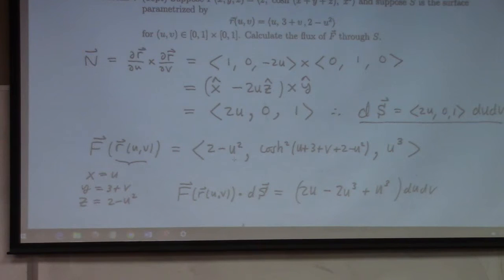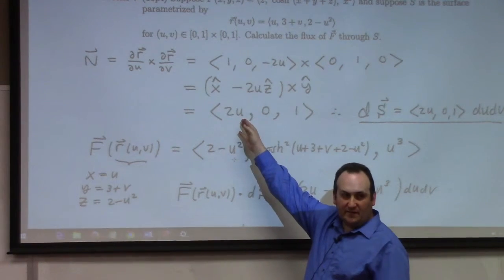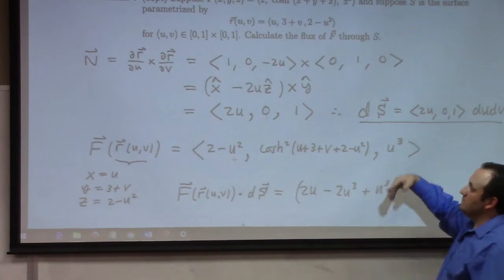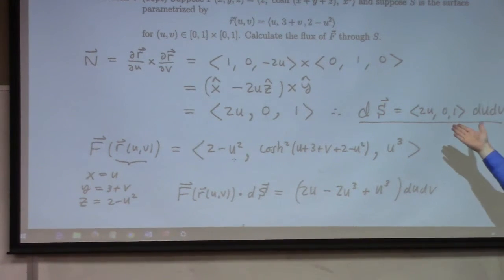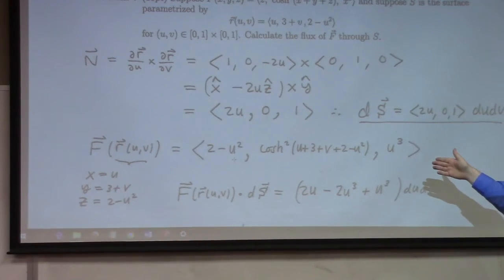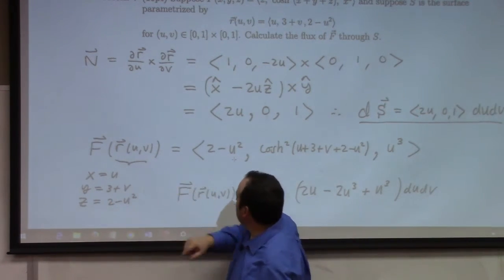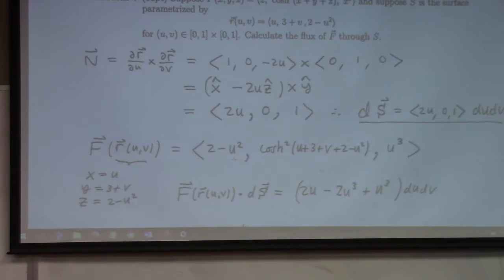So here, probably the cosh squared is going to go away, because the normal has a 0 component, so the cosh squared goes away when you take the dot product of F with dS. But how am I calculating this? I gave you the parameterization. Calculate the normal vector field. Take the dot product of the normal vector field with the force field that you're given. Evaluate it at the parameterization, right? Which is this. And then you got to integrate this over what? Over the appropriate range of parameters, which in this case is a square.